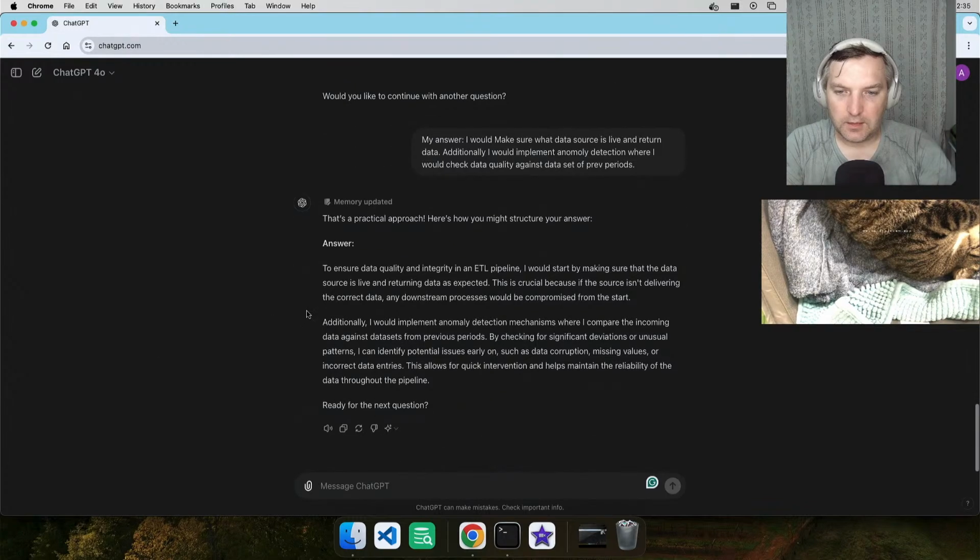Okay, so that's a practical approach. Here's how you might structure your answer. To ensure the data quality integrity in ETL pipeline, I would start by making sure that the data source lives and returns data as expected.